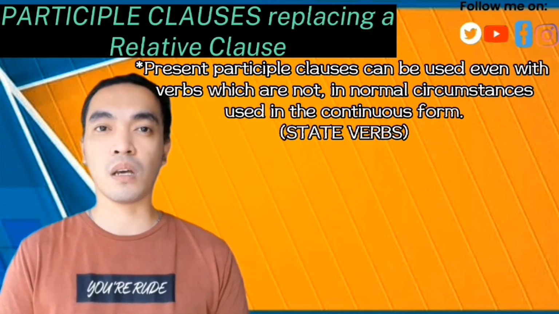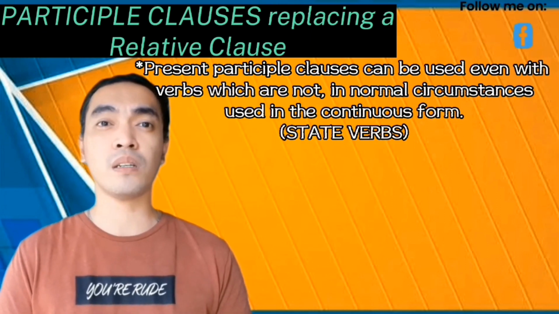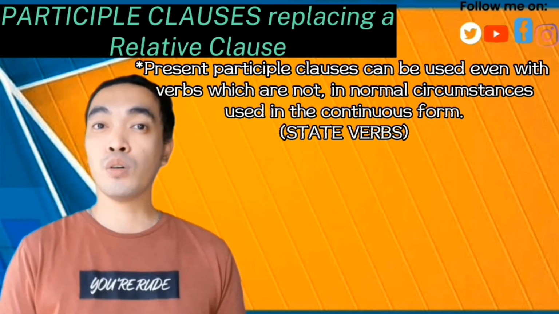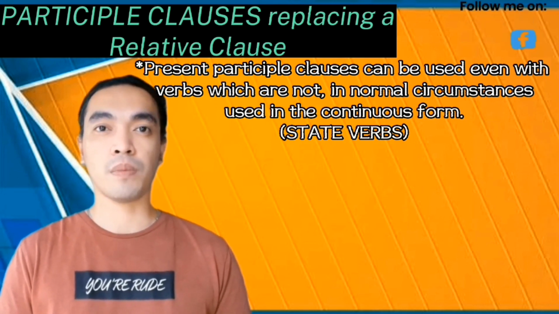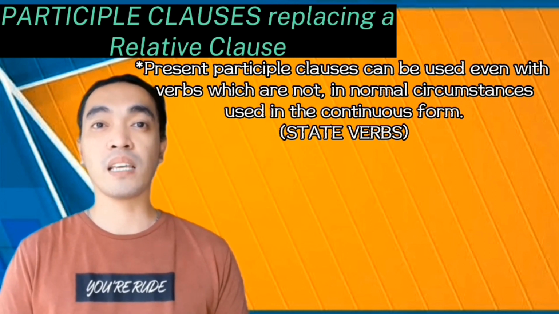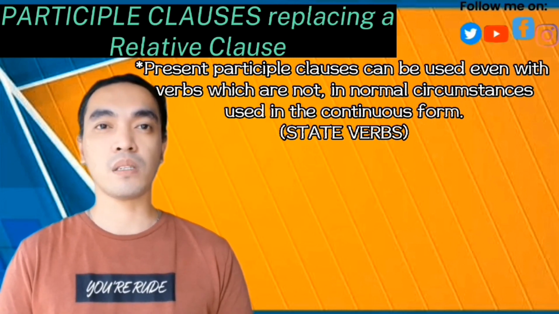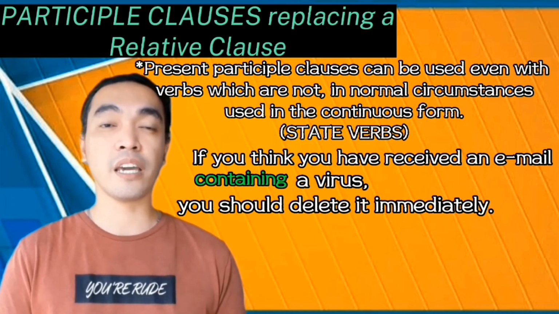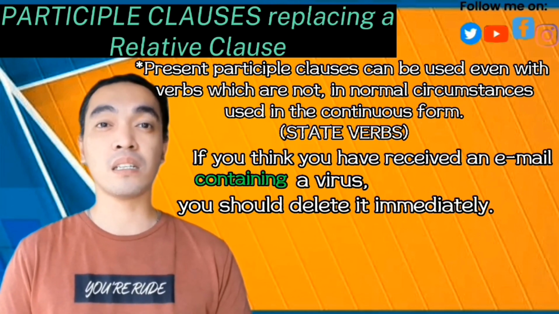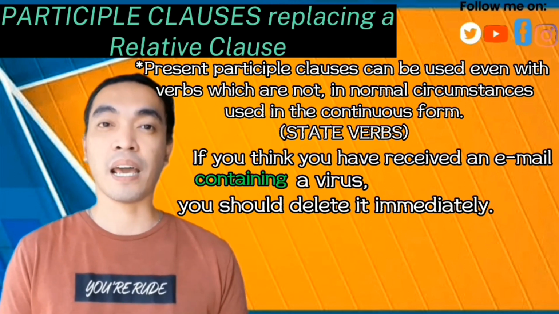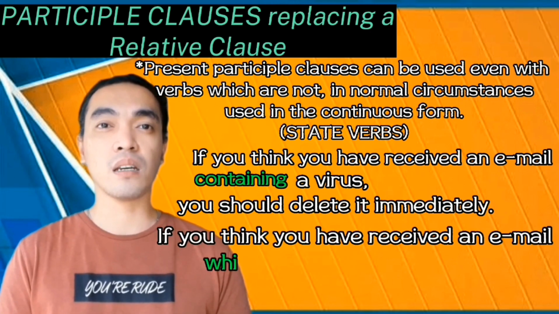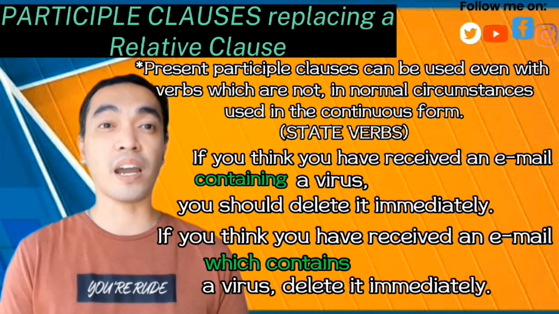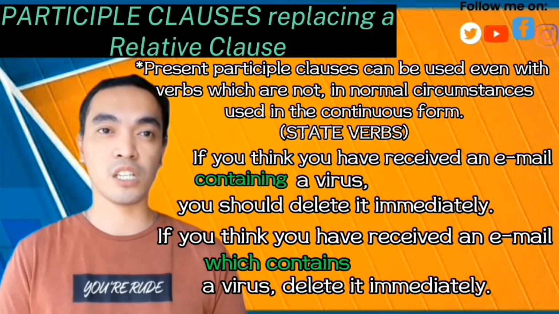Present participle clauses can be used even with verbs which are not, in normal circumstances, used in the continuous form. These are called state verbs. Some examples. If you think you have received an email containing a virus, you should delete it immediately. In other words, if you think you have received an email which contains a virus, delete it immediately.